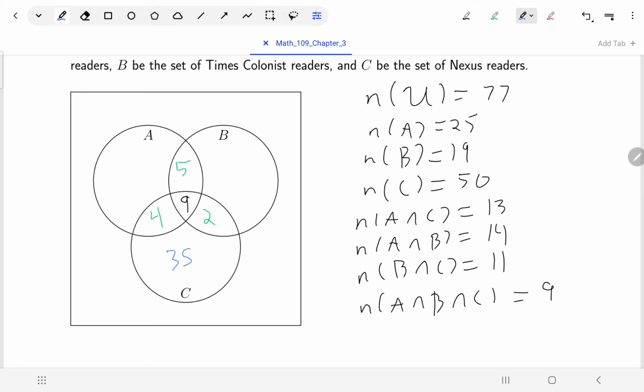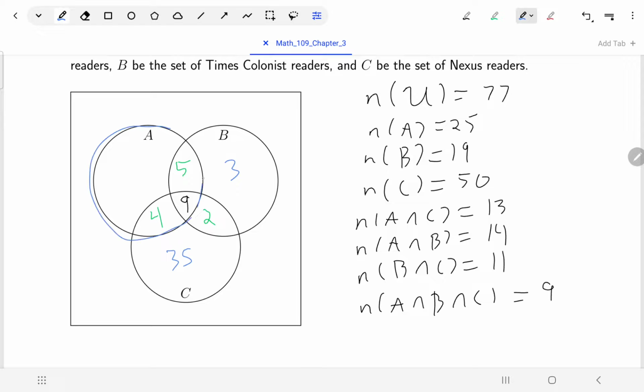And I'll do the same for the remaining 2 sets. Set B is supposed to have 19 people in it, and I currently have 16 people in it already, 2 plus 9 plus 5. So 19 minus the 16 that I've already put in, there's 3 people left.